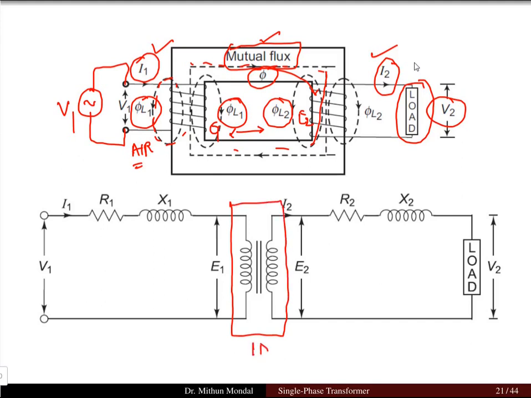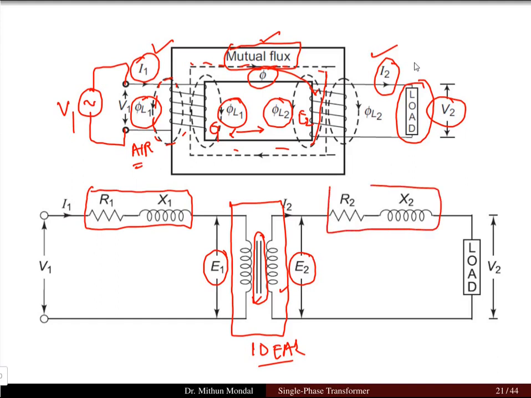The ideal transformer will not have any losses, and it is represented by two coils and two lines which represent the core of the transformer. So here the induced EMF is E1 on the primary side, and on the secondary side the induced EMF is E2. All the losses we are taking away from the ideal transformer.